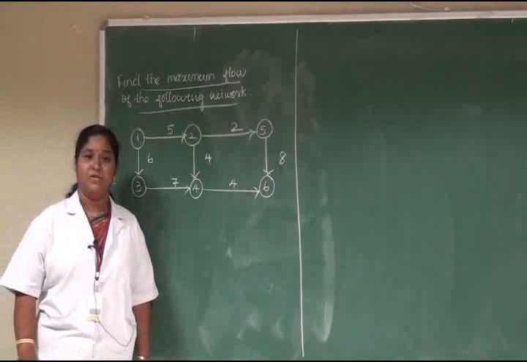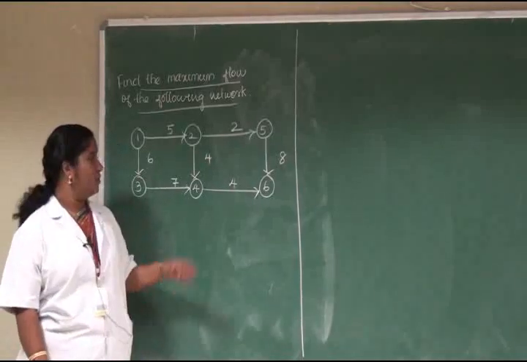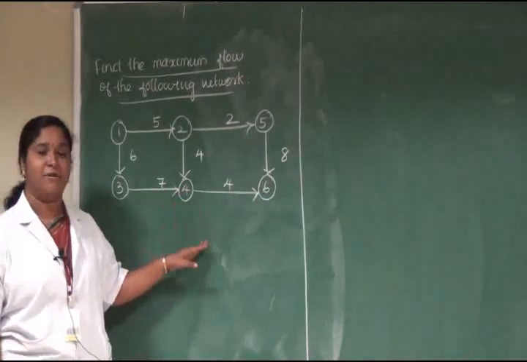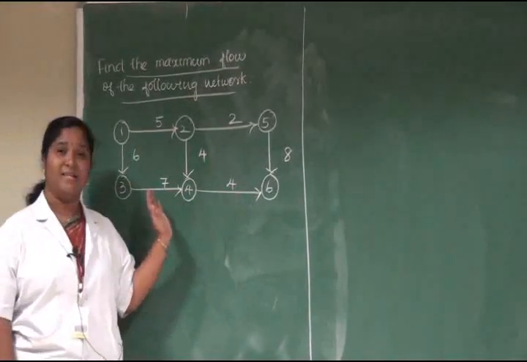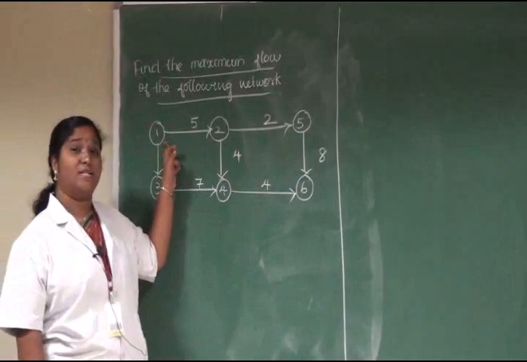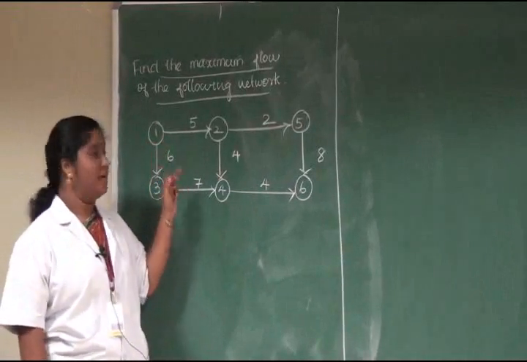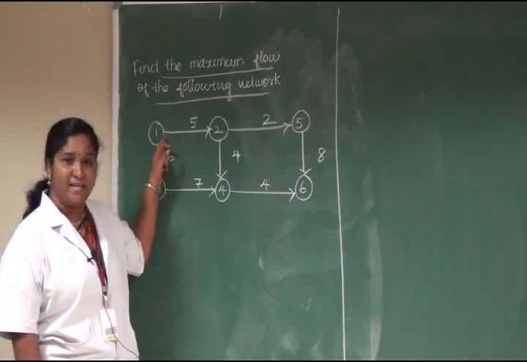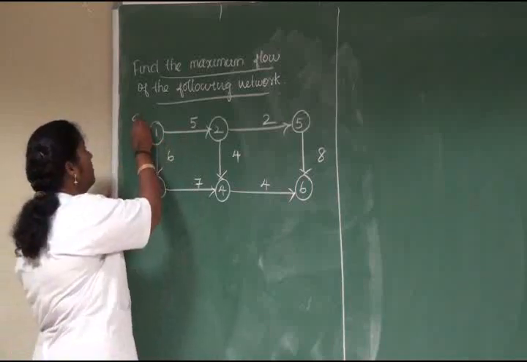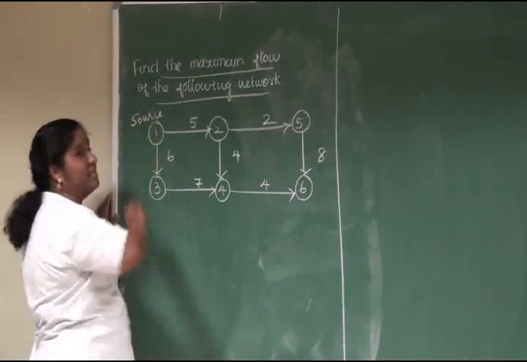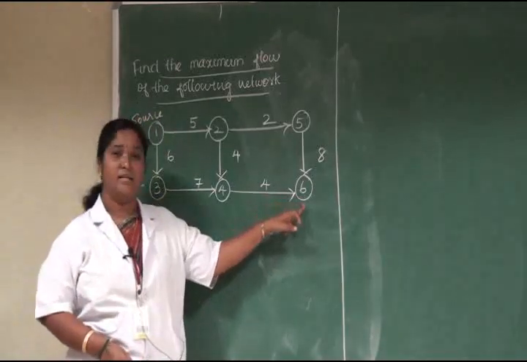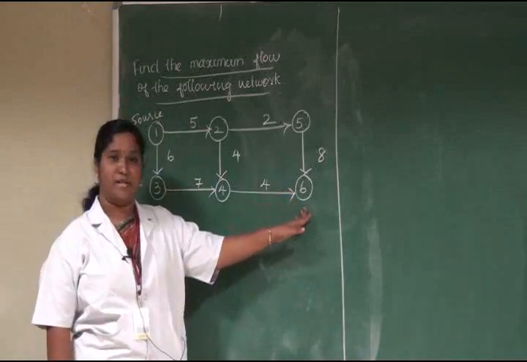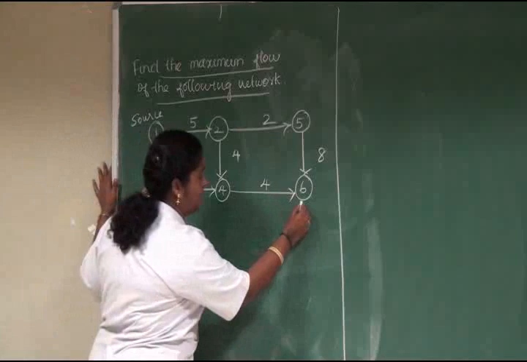Okay, now let us discuss one example problem for this case. Consider this network. We have 6 vertices, numbered 1 to 6. Out of these, vertex 1 does not have any incoming edges. It has only outgoing edges, and hence vertex 1 should be designated as the source vertex. Similarly, vertex 6 does not have any outgoing edges, and hence it should be chosen as the sink vertex.